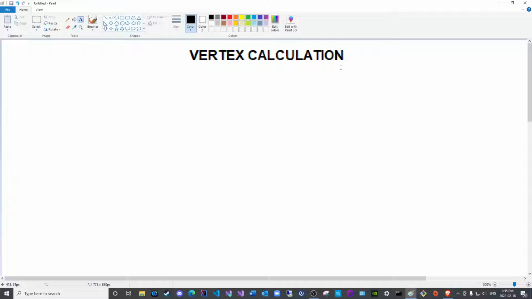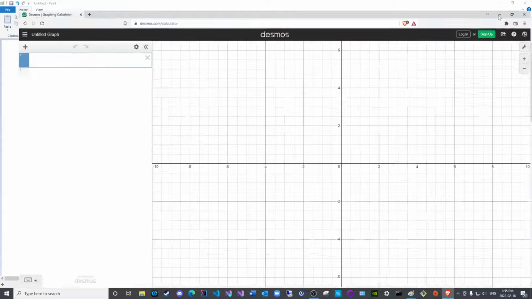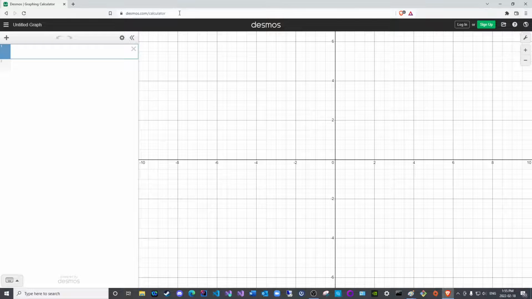Now we will start with vertex calculation. But before we start with the vertex calculation, let us understand what a vertex is. Now, I will be heading towards Desmos. I believe I have the link for it in one of the videos, but just to be safe, I will place the link for this calculator in the description below for this video, God willing.